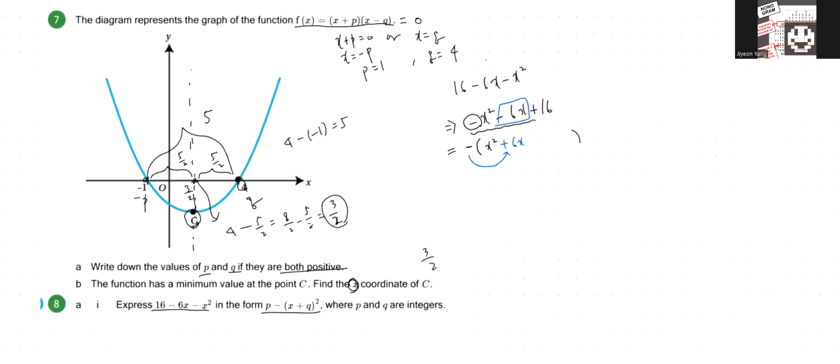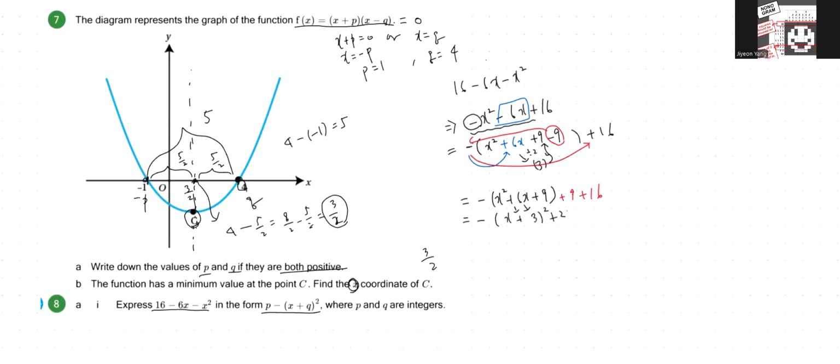Then divided by 2, which is 3, then square it, which is plus 9 and minus 9. Then minus (x squared plus 6x plus 9). Close the bracket. You need to move this minus 9 to the outside by multiplying by minus, which is plus 9. Then plus 16. Equals negative (x plus 3) squared plus 25.